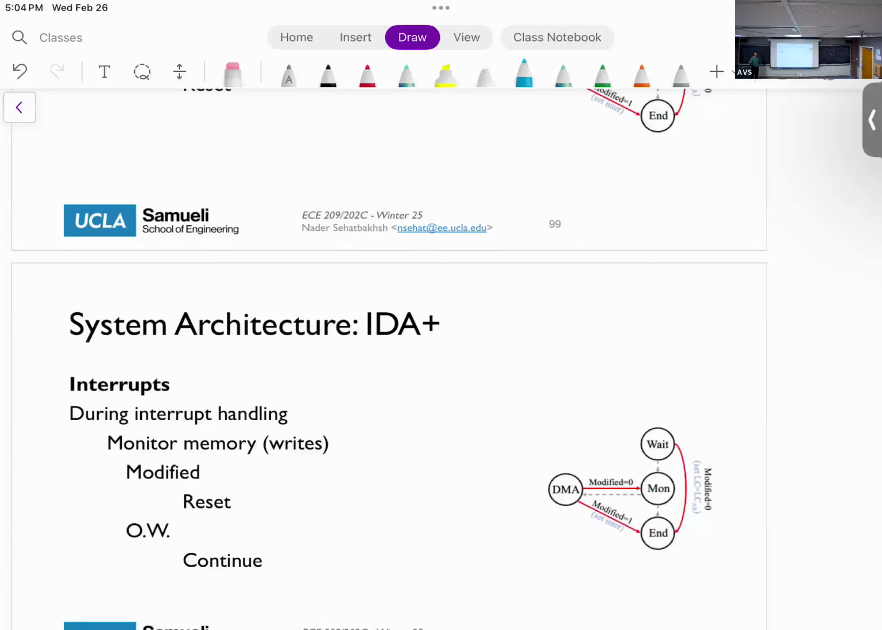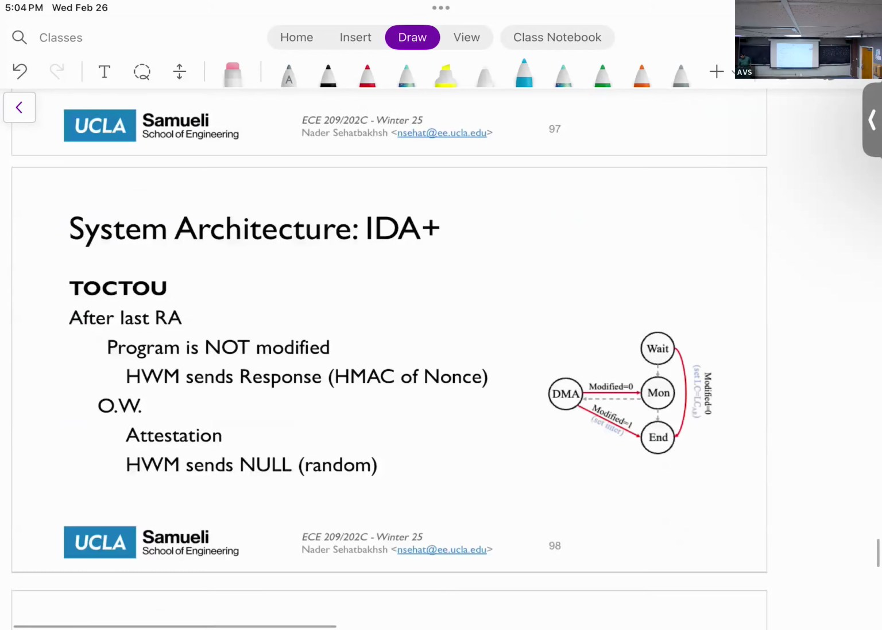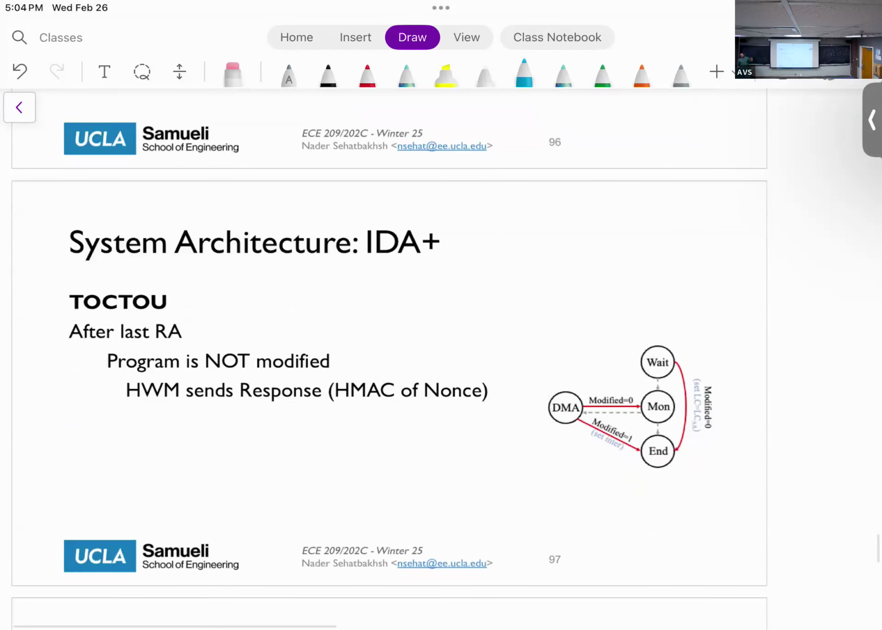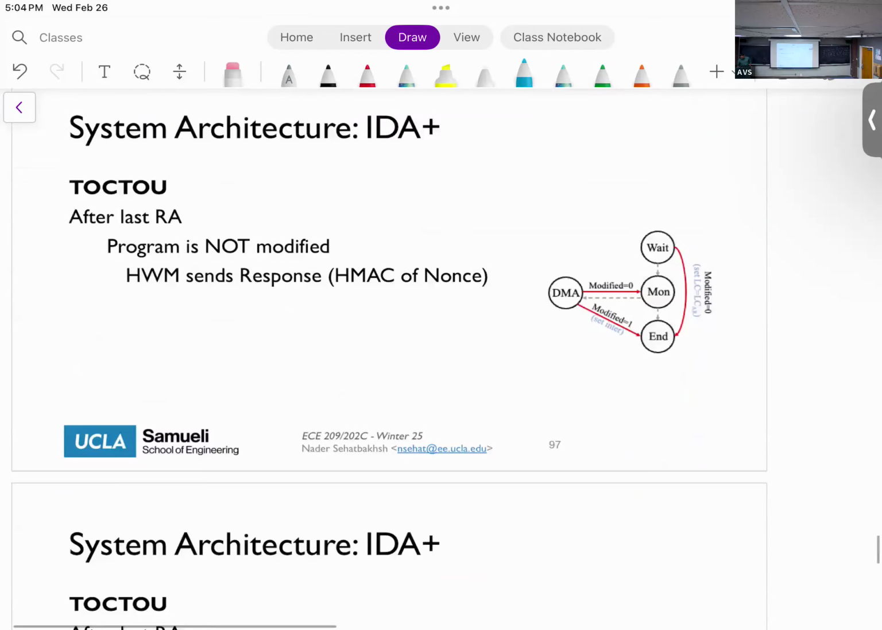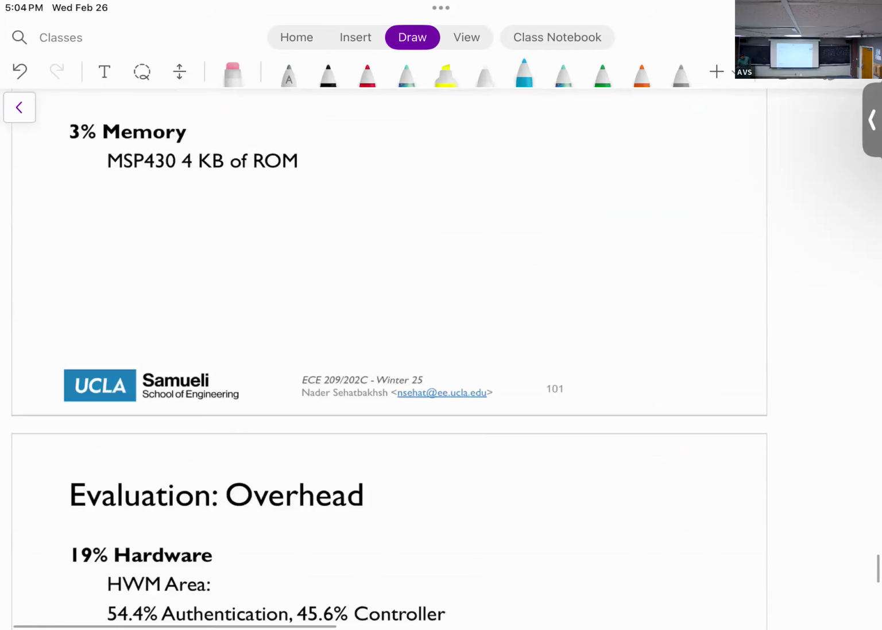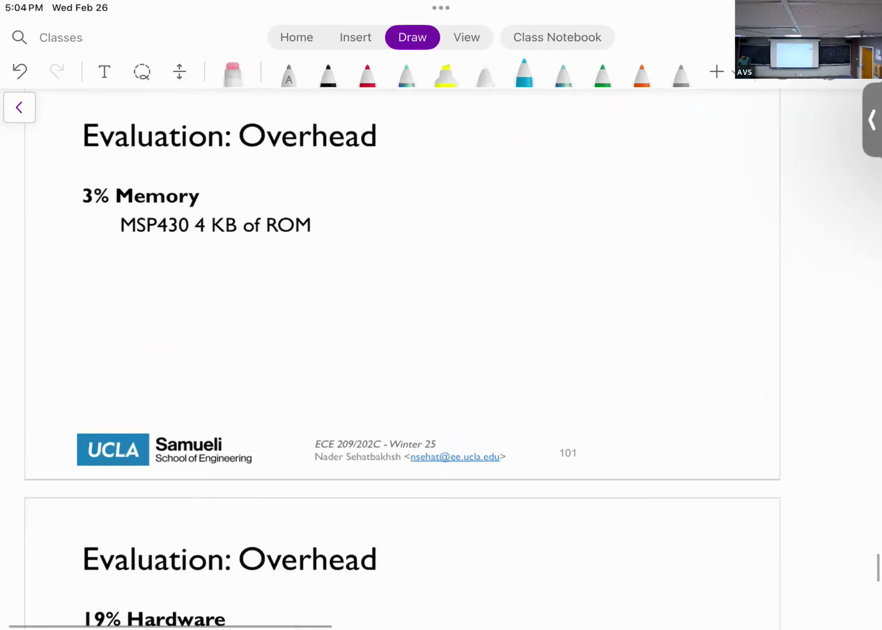Does anyone have any questions about the details that I said about the TOCTOU and the interrupt and atomic execution? Okay. And by the way, we call the regular system IDA. The IDA plus is the part that also supports the TOCTOU, which means the continuous monitoring after the attestation has been finished. So this is two parts of the same idea.